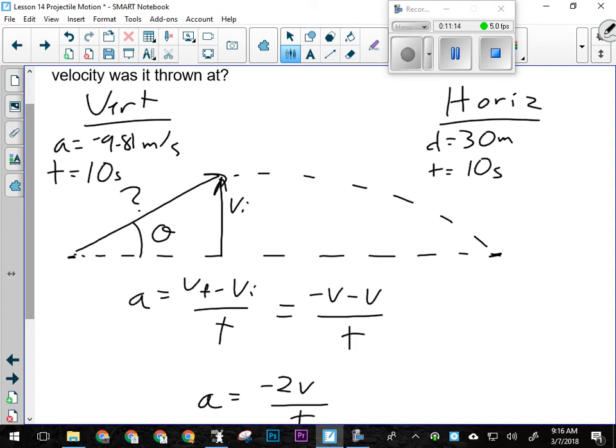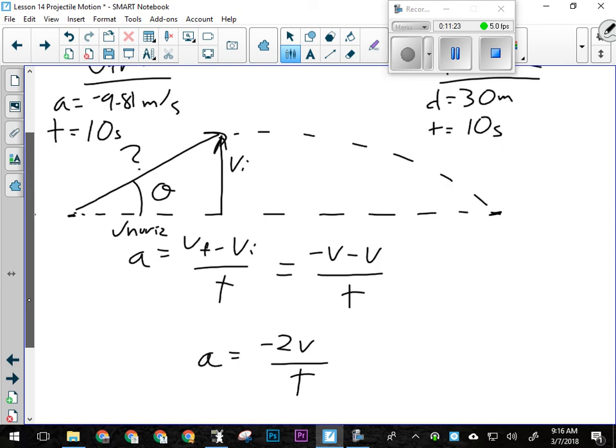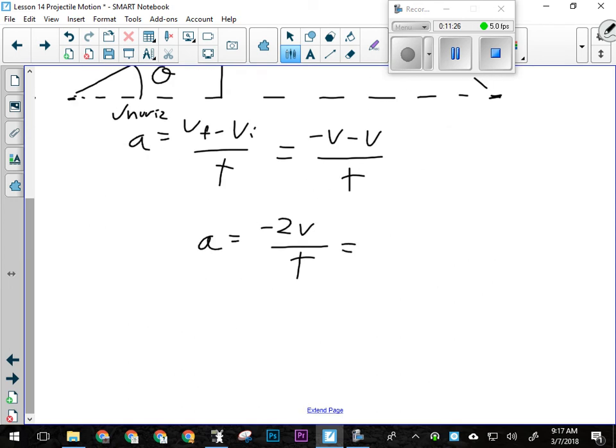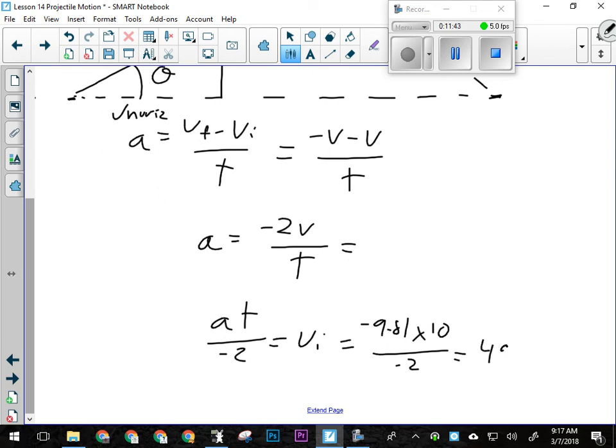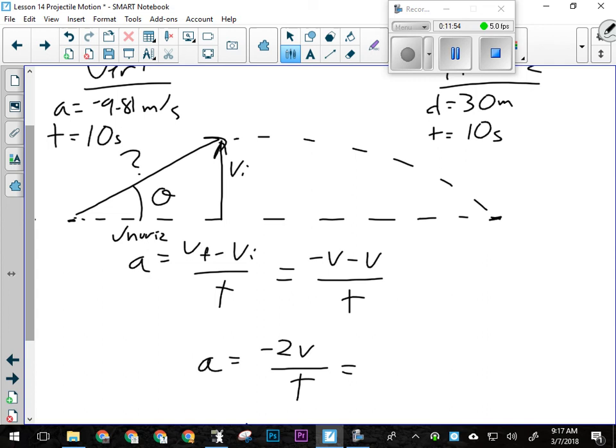I'm going to find V horizontal here just by going V equals D over T on this side. Everybody follow me there? It's a bit of a math trick, but it's obviously an insight that we have to be able to figure out. So A times T divided by negative 2 will give me VI. That's going to be negative 9.81 times 10 seconds divided by negative 2. So we should be looking at 49.05, I think. Is that right? Okay, so we got 49.05 meters per second. So that's going to be this side.